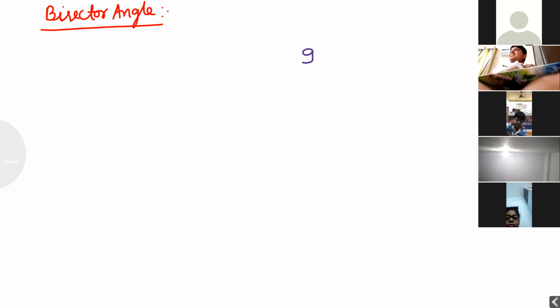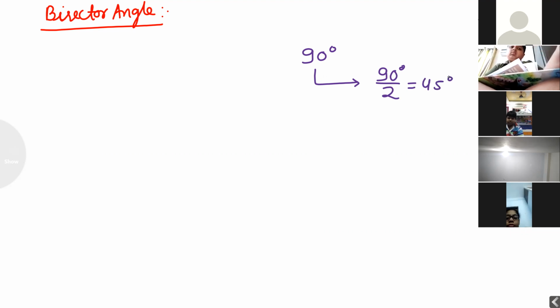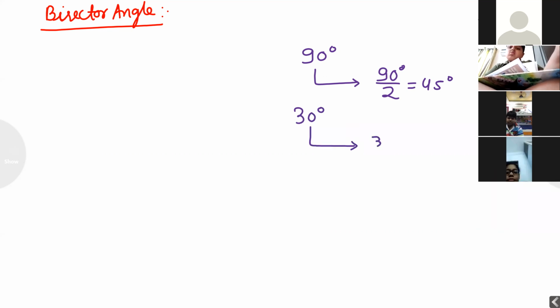Suppose I have written here a 90 degree angle. I want to find the bisector of 90. Bisector of 90 means that angle I want to divide into equal parts. 45 is the bisector. Understood? If they have given 30 degree, and I'm asking the bisector of 30 degree, it means 30 degree divided by 2 is equal to 15 degree. Whatever angle they give, I want to divide it into two equal parts; that is called the bisector angle. Bisector of 10 degree: 10 degree I divide into two parts, that is 5 degree. Are you getting my point, students? What is the meaning of bisector?